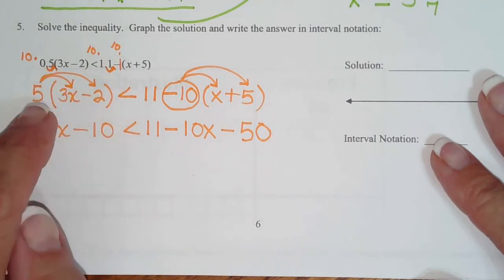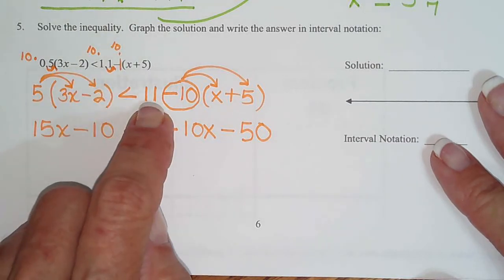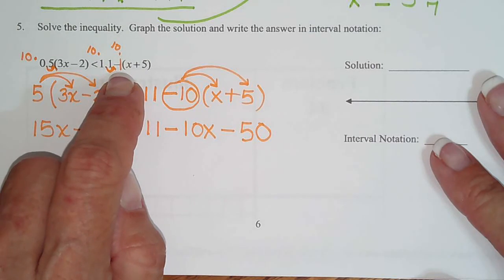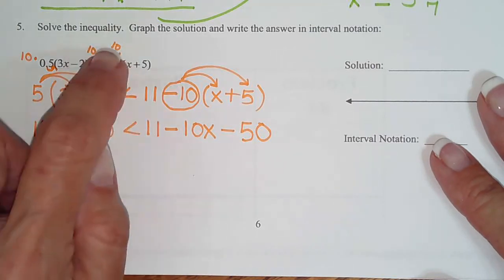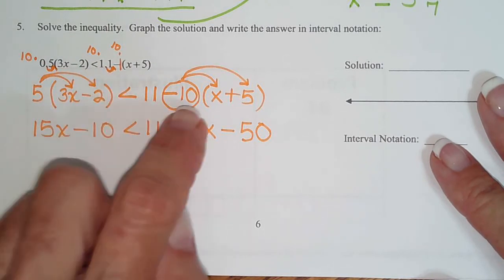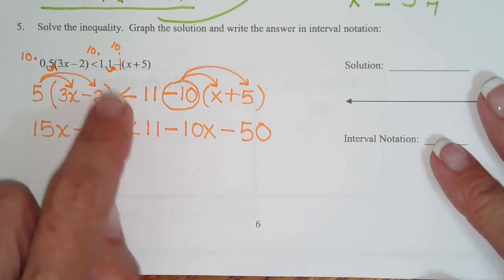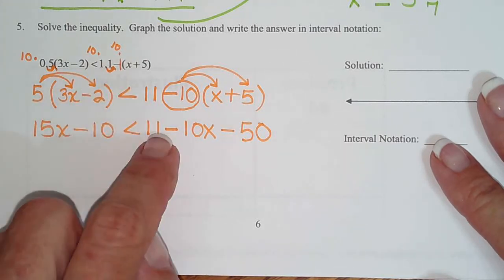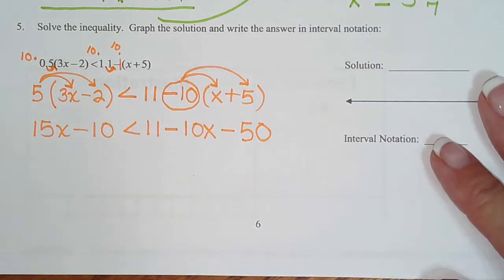When we multiply by 10, that turns to 5. Multiply by 10, that turns to 11. And we said that that's an imaginary one when there's just a negative in front. So it's negative 1 times x plus 5. When we multiply that by 10, it turns into negative 10. Then we distributed and got 15x minus 10 less than. This turned into 11 minus 10x minus 50.